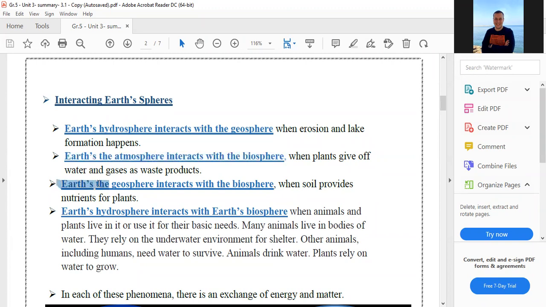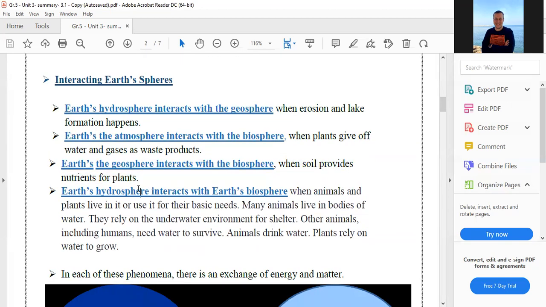Then we move to the Earth's geosphere, which interacts with the biosphere. The geosphere is the land and the soil. This is related mainly to plants, and it is the easiest one: the soil provides nutrients for plants.